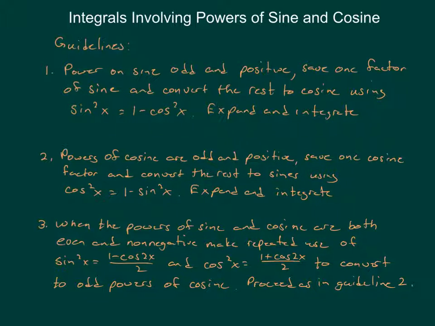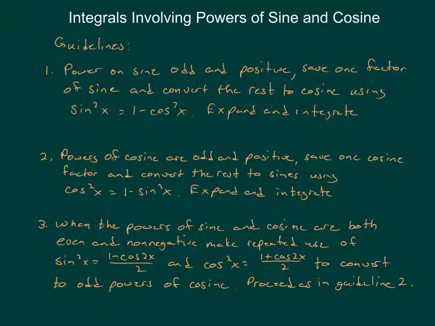The second guideline looks at when the power of cosine is odd and positive. You save one cosine factor and convert the rest to sines using that same Pythagorean identity. Again, you're going to have to expand and integrate. And in this situation, u is going to be sine x and du will be cosine x dx.